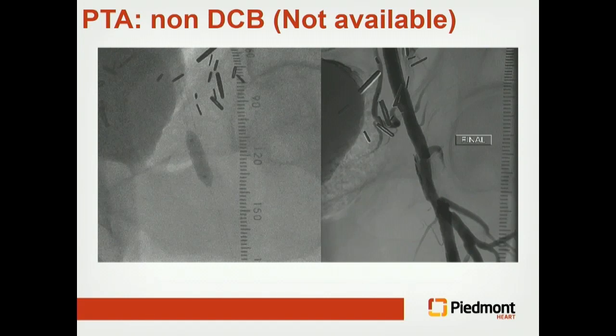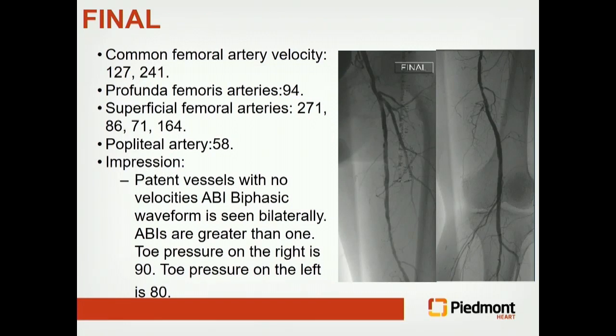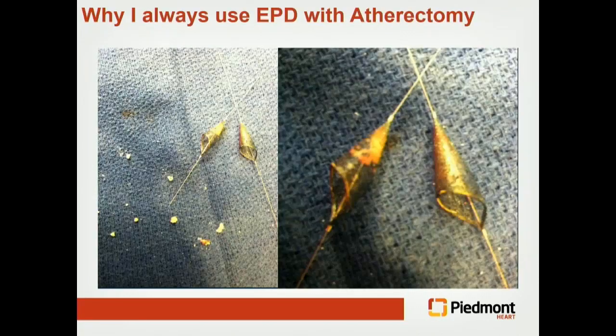This was before DCB was available. I used a 7mm balloon and had a little small non-linear dissection present on the final angiogram. Velocities, again, almost 3 months later, I did a baseline and then came back, and you can see good velocities. The patient did well. And why I always use an embolic protection device with atherectomy is because look at the double filters, debris in both filters, and really the key thing is to try to prevent this from happening more than anything else.